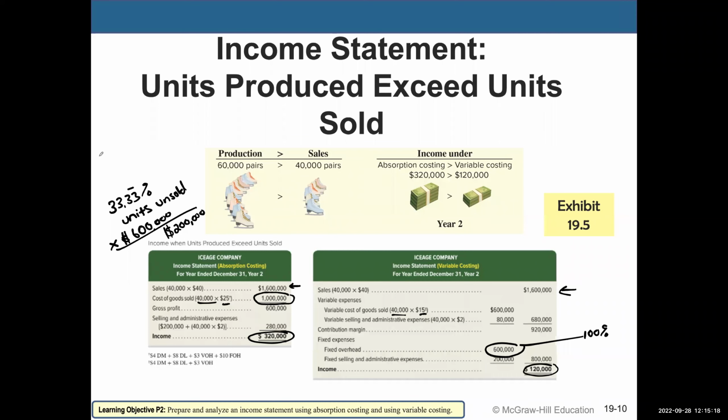Another way we could do that is simply say, well, 20,000 units that are unsold, and they're each carrying an extra $10 of overhead, also adds up to that same 200,000.